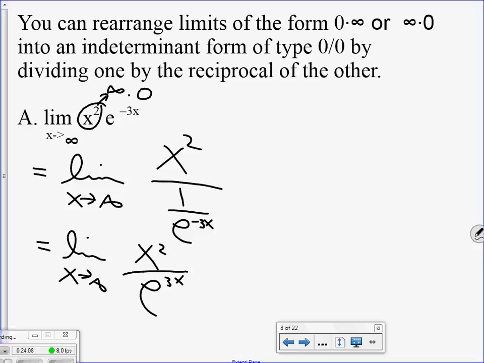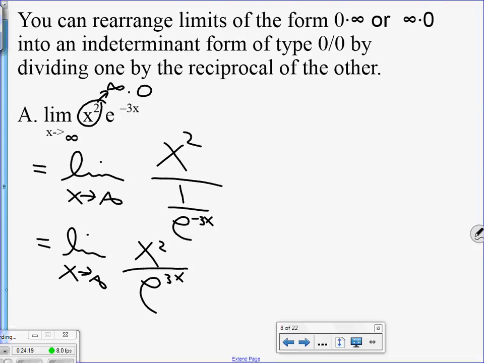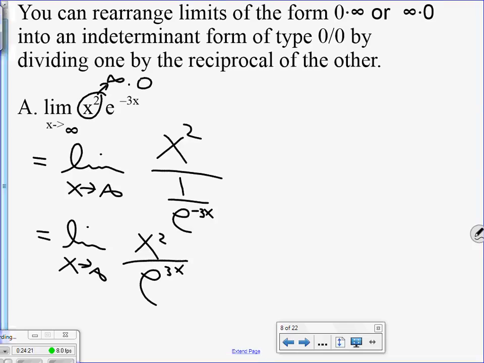Well, let's look at the numerator. As x approaches infinity, what's the numerator heading toward? Infinity. And what about the denominator? E to the infinity. E to the 3 times infinity, think of the e to the x graph, going up to infinity. So now it's in the indeterminate form infinity over infinity.